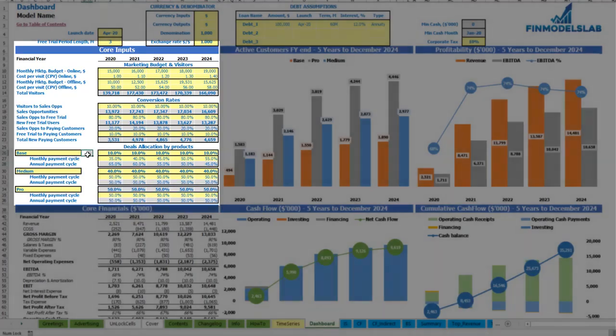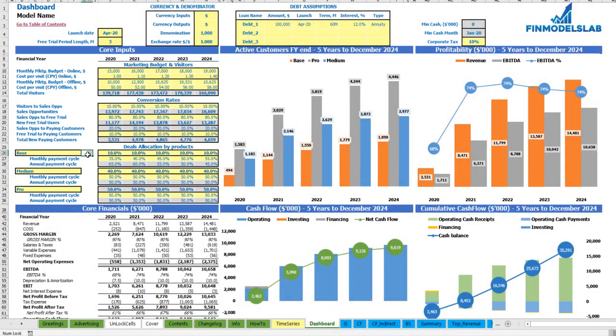So once you set up the dashboard input step, variable expenses, fixed expenses, seasonality, wages, you can review your core financials in here, and also you can review your charts, which are profitability, cash flow, cumulative cash flow, and the active customers.